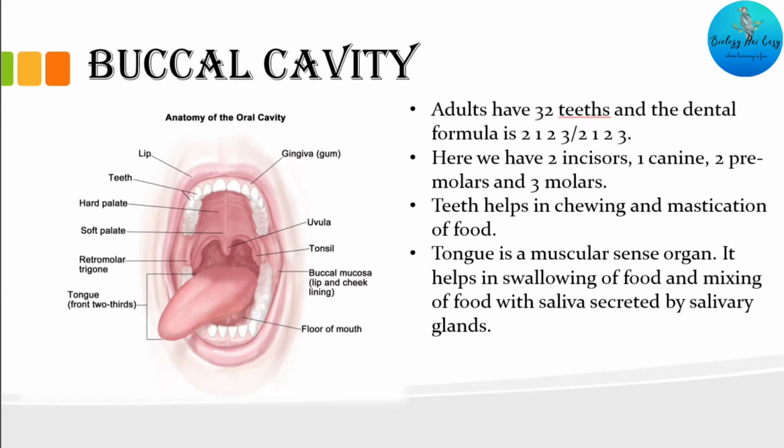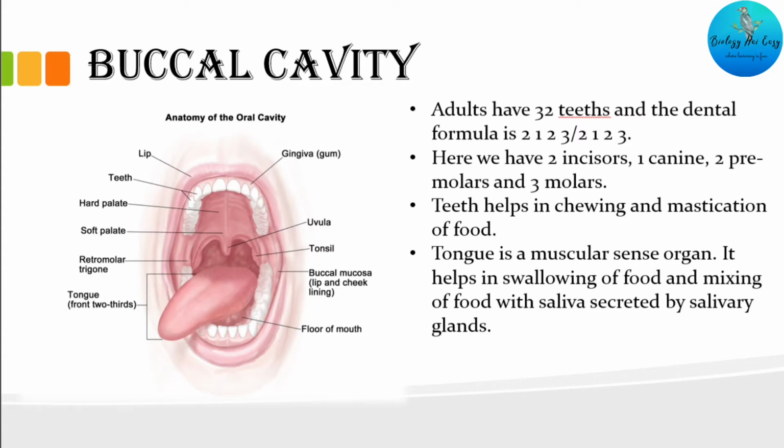The function of teeth is chewing and mastication of food, which means large food particles are made finer with the help of teeth. The tongue is a muscular structure having taste buds. It is one of the sense organs that let us identify different tastes of food. And the function of the tongue is in the mixing of food with saliva. Now, the process of digestion starts in the mouth cavity.